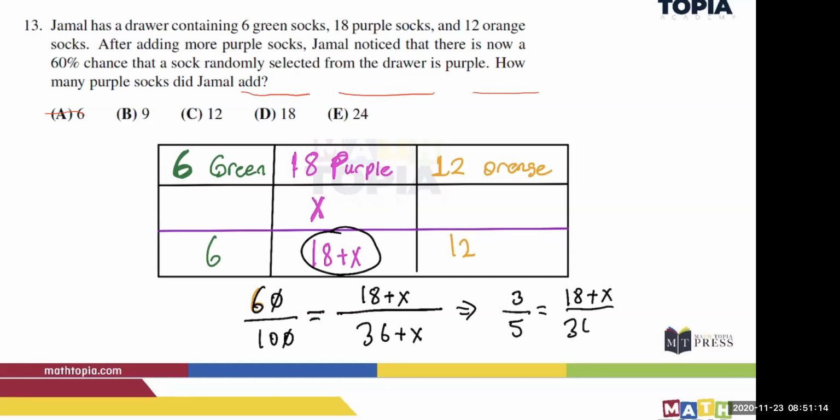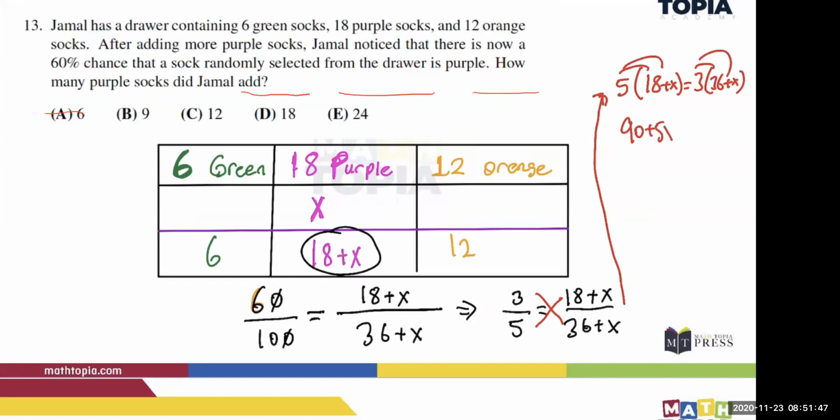Then we cross multiply to solve the equation. That is the better way to do that, cross multiplication. And I am going to move here to explain that. So should I do 5 times 18 plus X equal to 3 times 36 plus X? Mm-hmm. You distribute the 5. What's 5 times 18? 90 plus 5X.